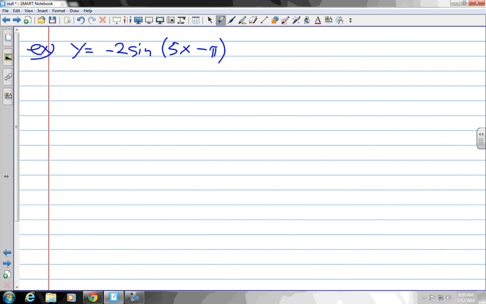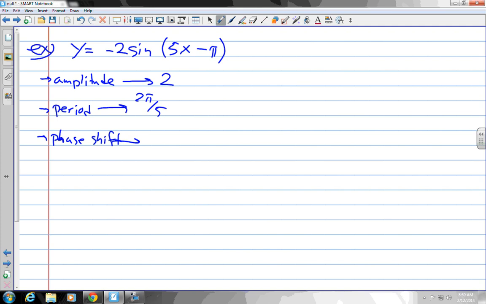I can still answer all the questions as far as what is the amplitude, what is the period, and what is the phase shift. We can still answer those questions just by looking at the function. What is the amplitude? 2. The only thing that negative does, it flips everything, but the amplitude is still 2. What is the period? 2 pi over 5. And what is the phase shift? Pi over 5. And where is it going to go, left or right? Right, because of the minus.